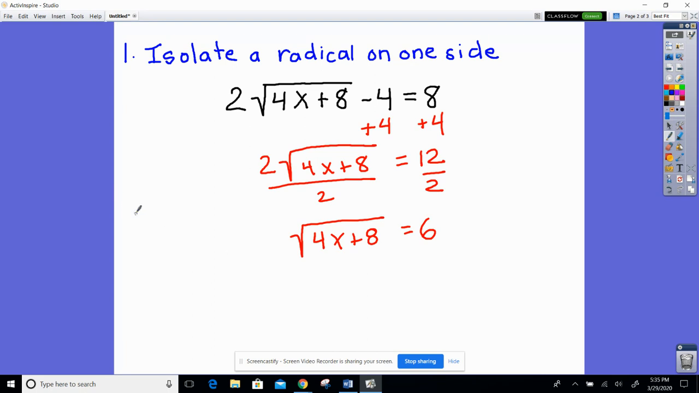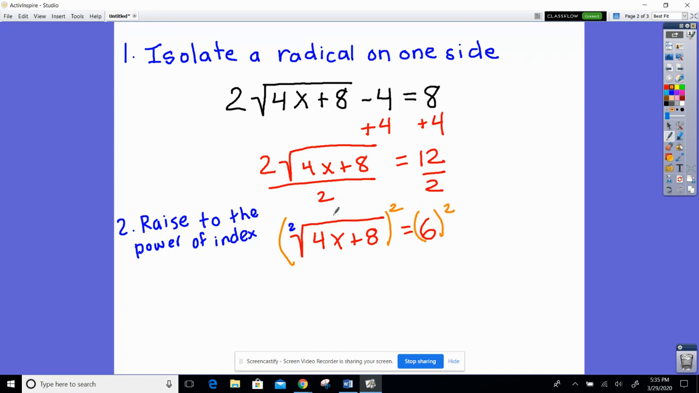Okay, so if you think back, step 2 is to raise both sides to the power of the index. Okay, raise to the power of the index. All right, now if you think square root, our index is 2, so we're going to raise both sides to the power of 2.